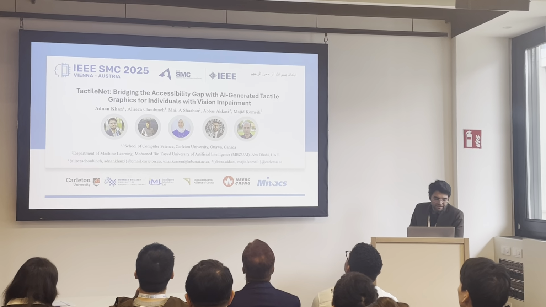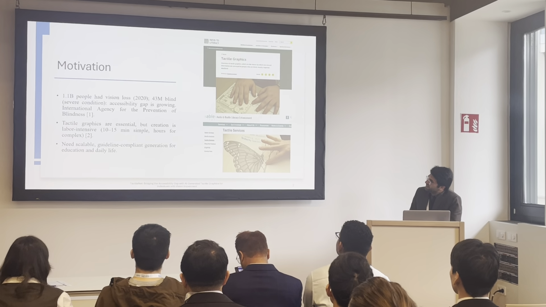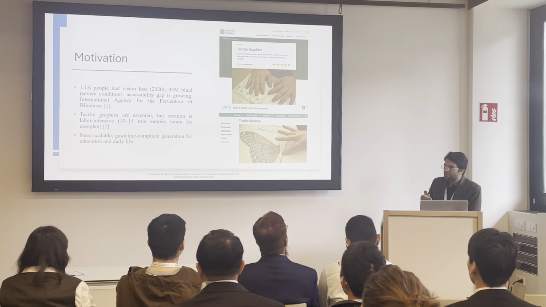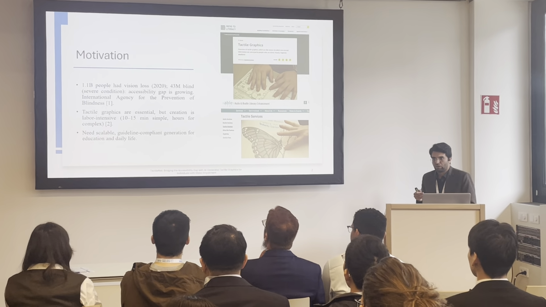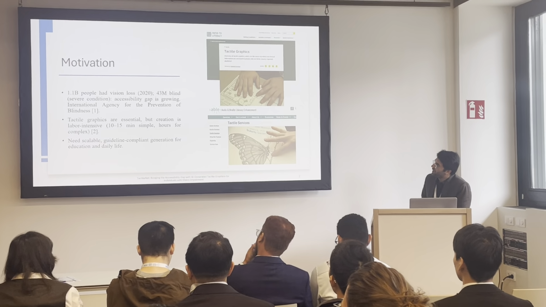According to the International Agency for the Prevention of Blindness, about 1.1 billion people have some sort of sight issues as per 2020 statistics, among which 43 million were blind, in a severe condition, nearly blind, or have very high power that needs assistance.